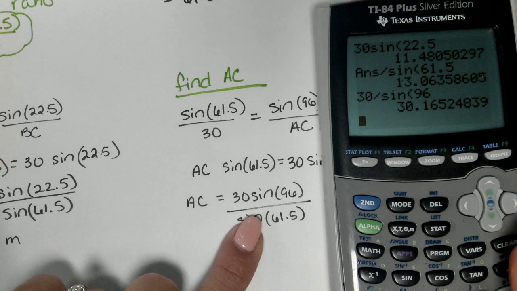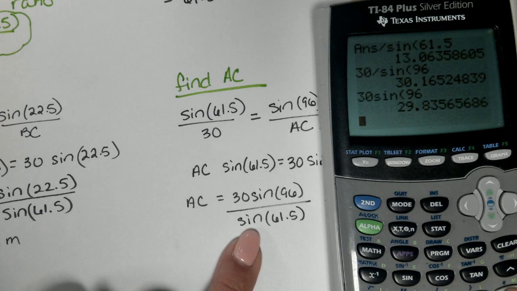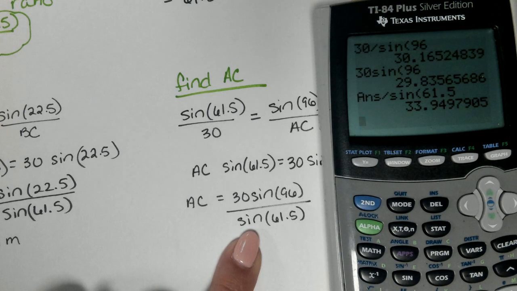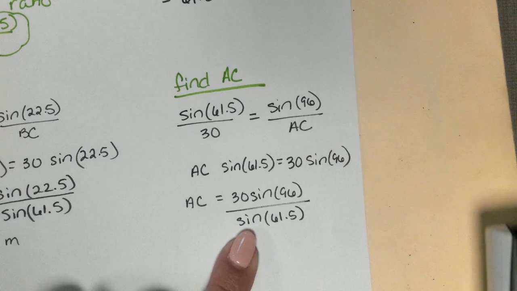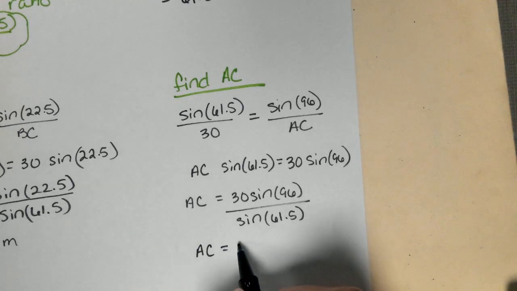Okay, let's see. 30 times the sine of 96 divided by the sine of 61.5. All right, and we get 33.944, so 33.9. AC is equal to 33.9 meters.